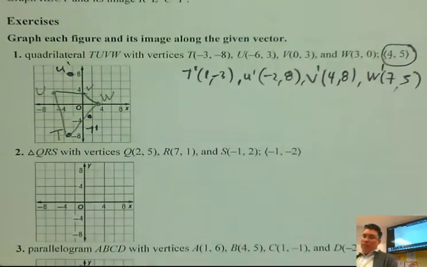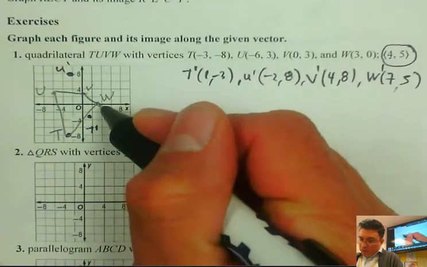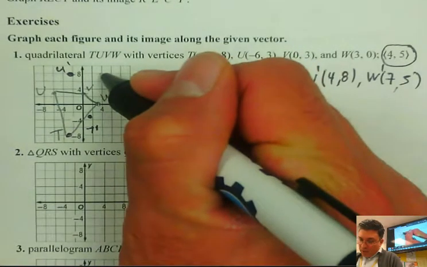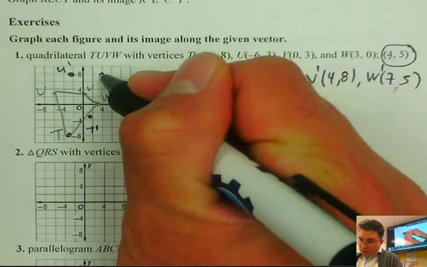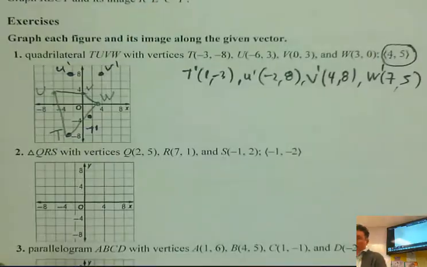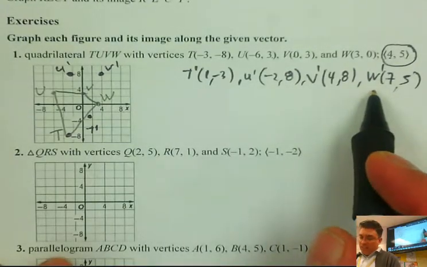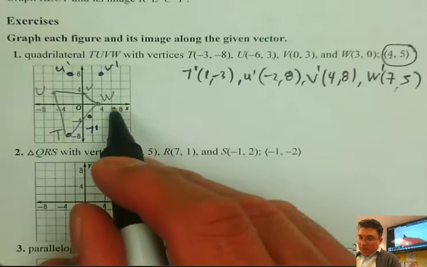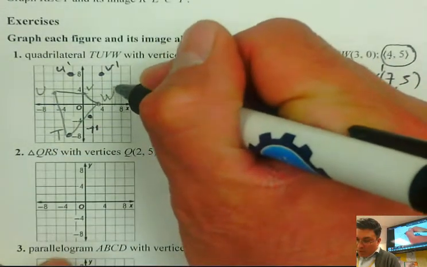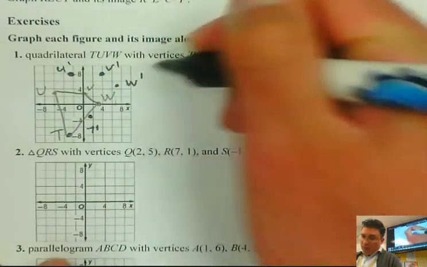Yeah, that makes sense. And then V prime is 4 and 8. 4 and 8 is here, right? This is V prime. And finally W prime is 7 and 5. So this is a 7 and a 5. So 7 is over here with 5 is over here. So this is W prime.